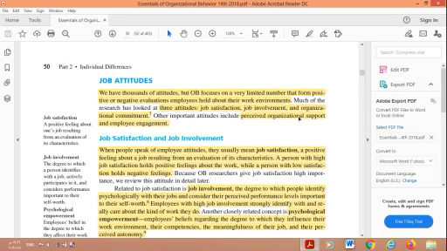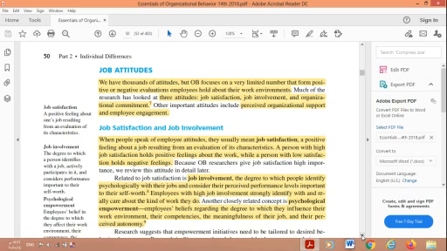In this chapter we discuss some of those job attitudes, such as job satisfaction, job involvement, and organizational commitment. Also, we have to talk about perceived organizational support and employee engagement. So let's start with the first job attitude and talk about it in more detail. What is job satisfaction?